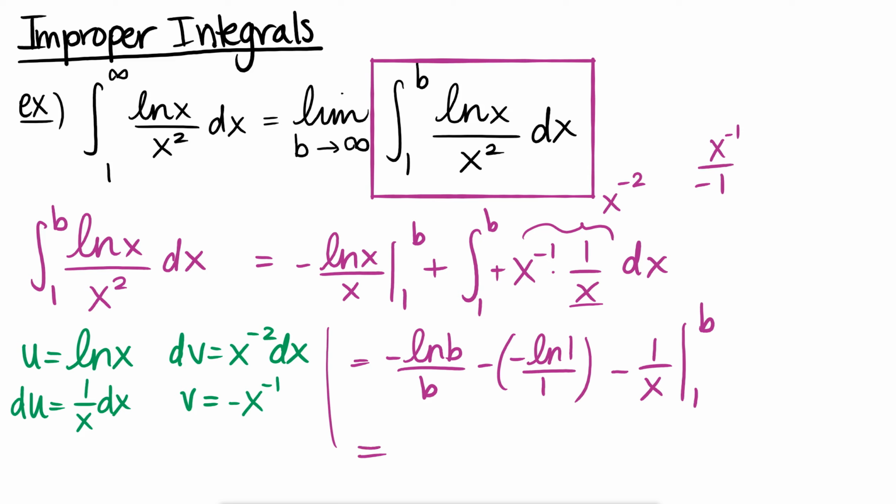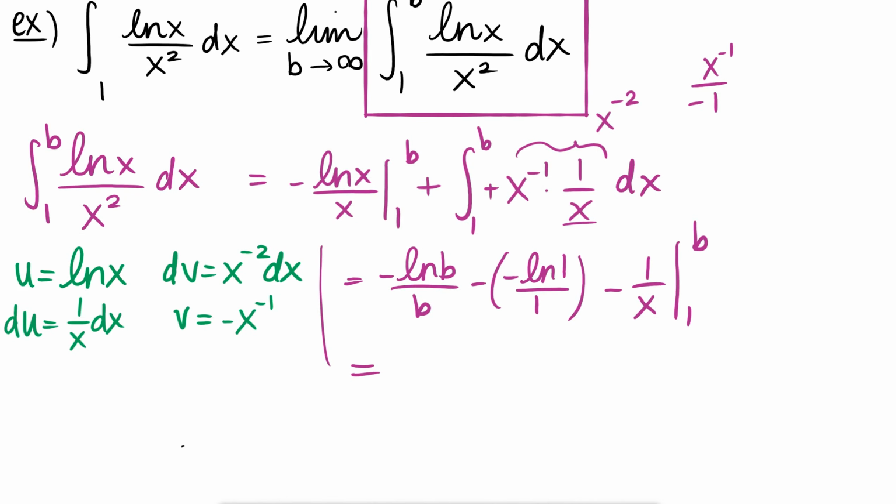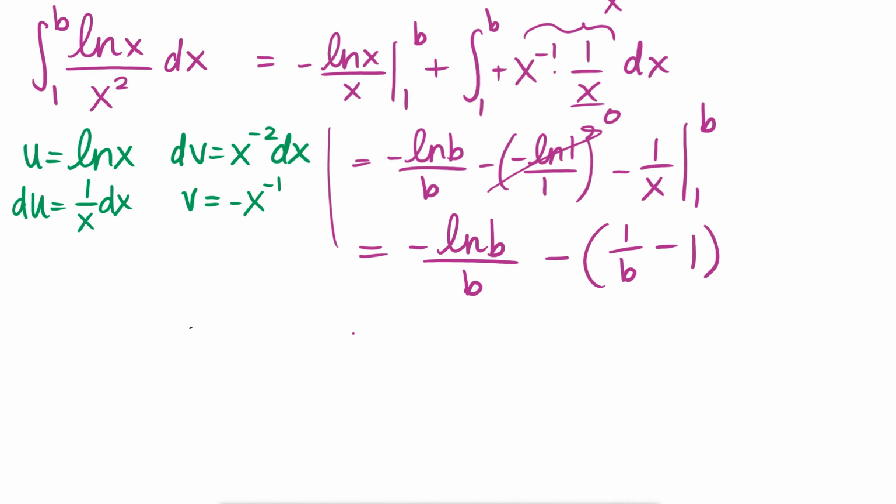Remember, all I'm doing right here is evaluating this definite integral in the box, because I know I want to take its limit eventually. So this is 0, so I get a negative natural log of b all over b minus, I'm going to have 1 over b minus 1 over 1, which is 1. Be careful with your parentheses there.